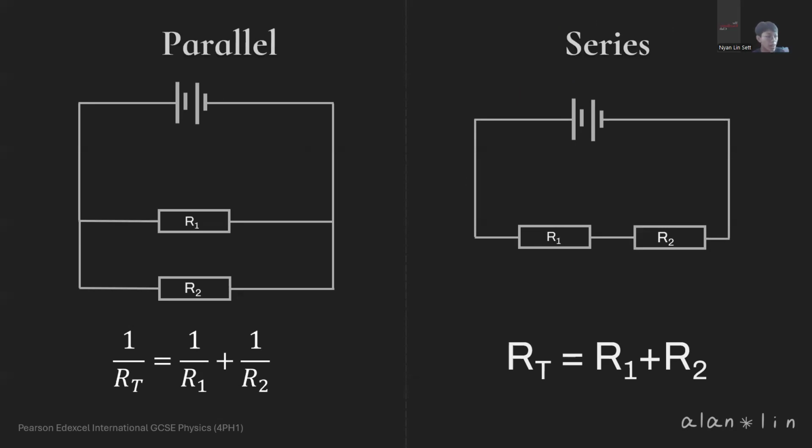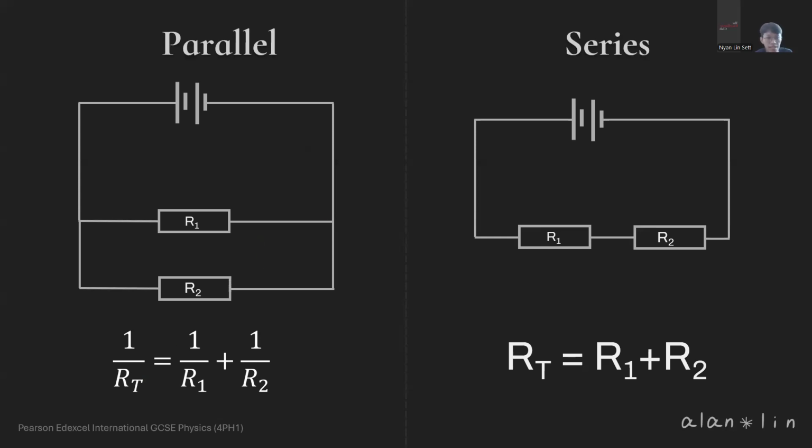Now, the first thing that we need to know before we look at the step-by-step method is, of course, the idea of combined resistance. In a series circuit, combined resistance is simply the sum of the resistance of the individual components within that series circuit. So in this example, we have R1 and R2. So if we want the total resistance of that, we simply add them up to get RT is equal to R1 plus R2.